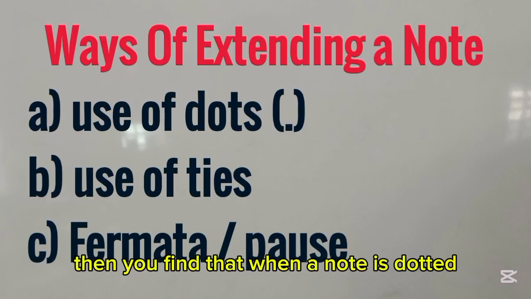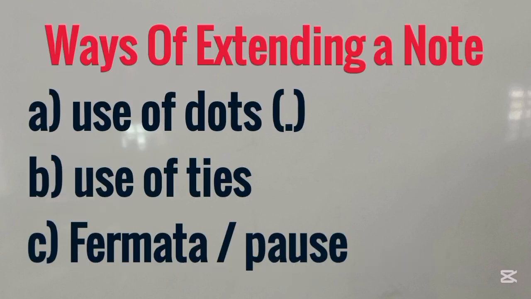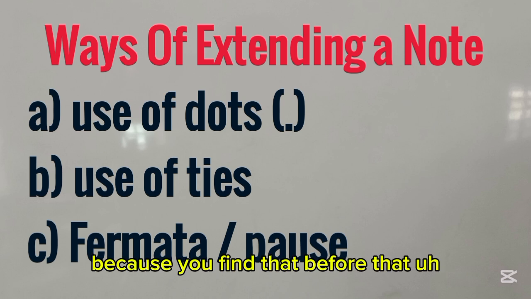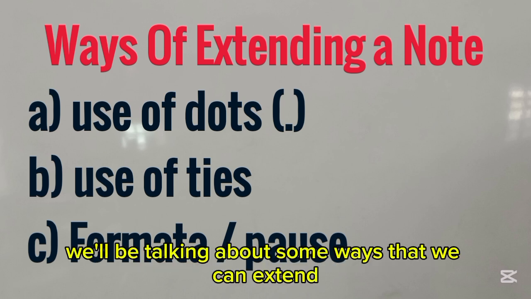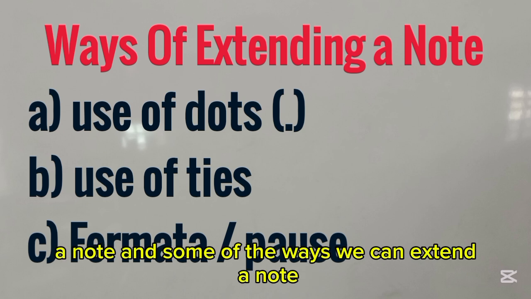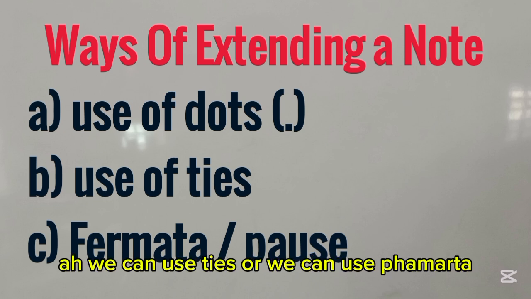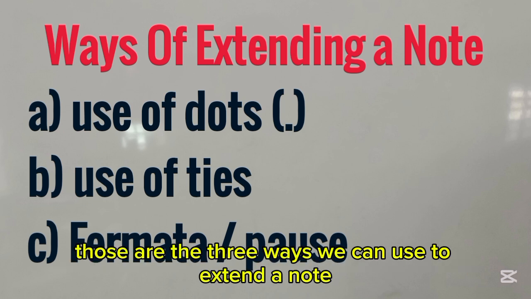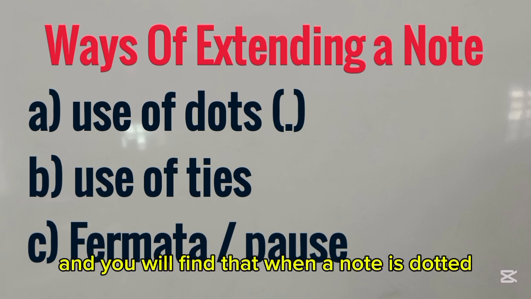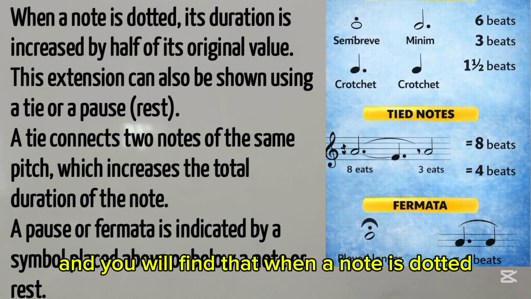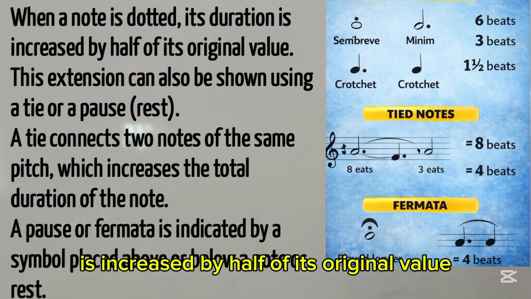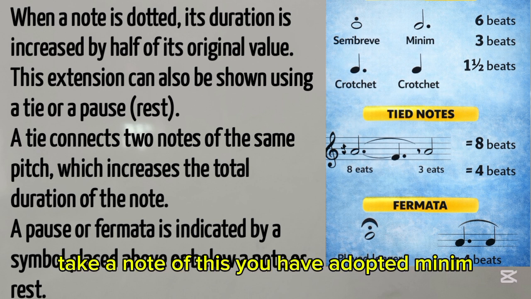Before that, we'll be talking about some ways that we can extend a note. Some of the ways we can extend a note, we can use dots, we can use ties, or we can use fermata. Those are the three ways we can use to extend a note. And you will find that when a note is dotted, its duration is increased by half of its original value. Take note of this.